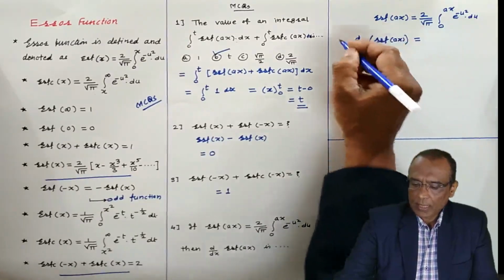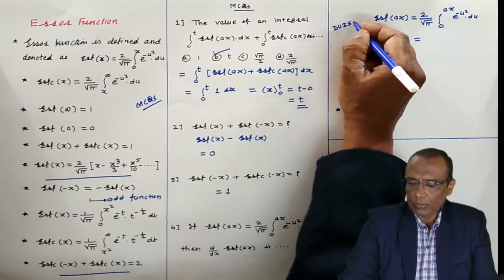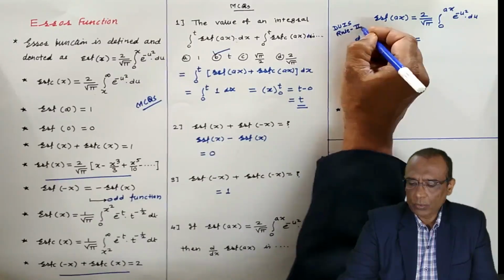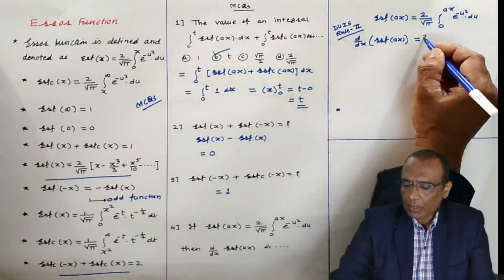Then I am using here the differentiation under integral sign rule. Differentiation under integral sign rule 2 we are going to use. So what is the second rule?